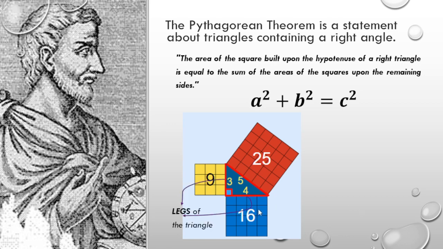These sides are what we call the legs of the triangle. And this side is what we call the hypotenuse because this is the longest side of a right triangle. If we check, this side is opposite the 90-degree angle. And take note that the hypotenuse is always the longest side of a right triangle.